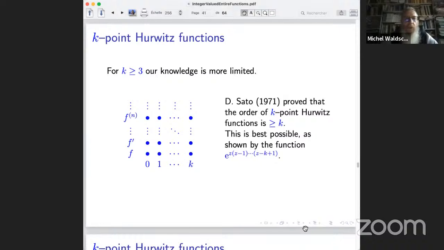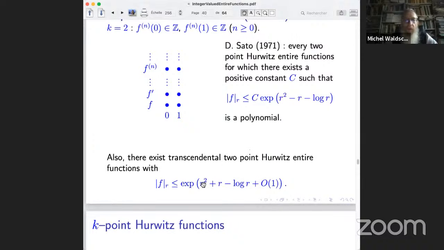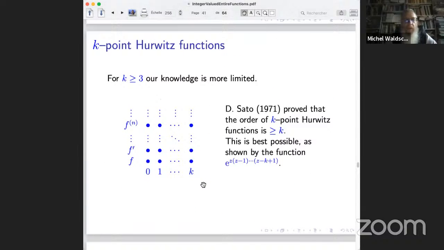We just know that we do not have a result for the type, which is here just r squared and r squared without constant. But for a k-point Hurwitz function, we just know by Sato that the order is at least k, which means that such a function, so you have k points and you go with all the derivatives, grows at least like exponential z to the k. And you have an example here, exponential of z, z minus 1, z minus k plus 1, which has order k. The exponent is a polynomial of degree k. And so this is best possible.